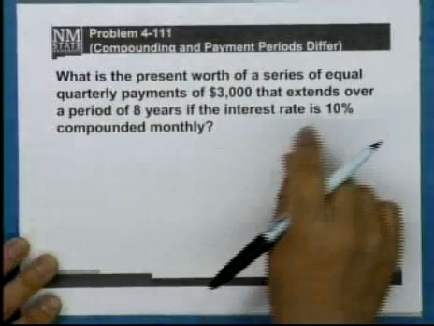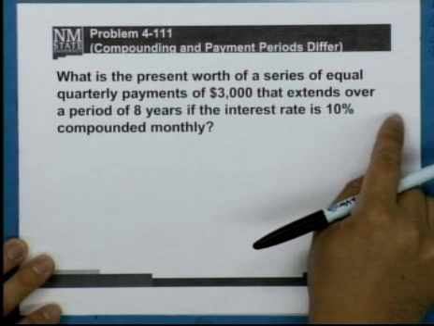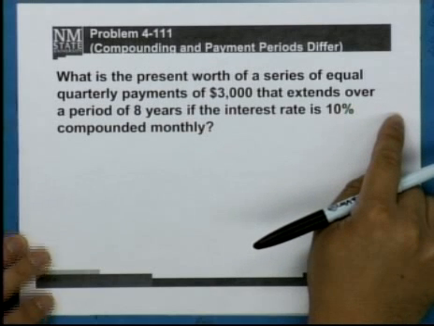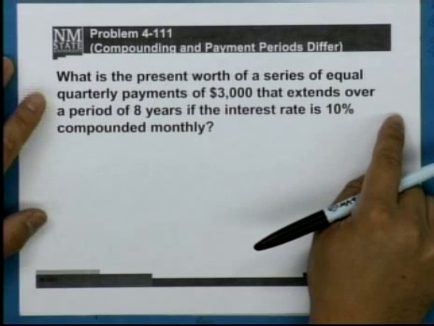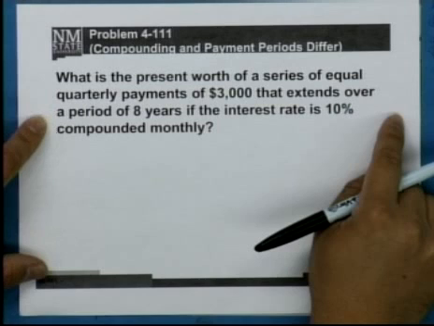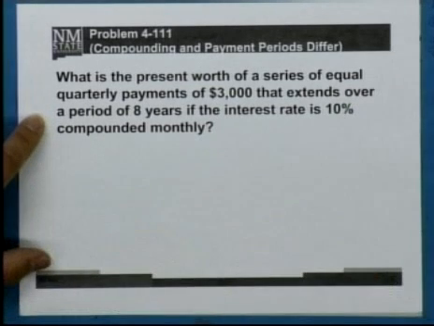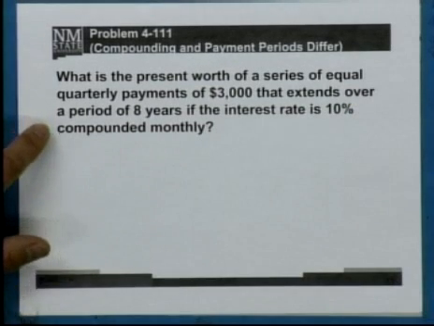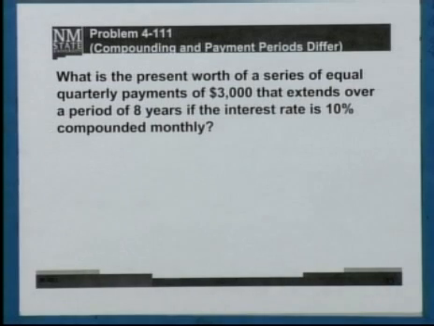So, what is the present worth of a series of equal quarterly payments of $3,000 that extends over a period of 8 years, if the interest rate is 10% compounded monthly?